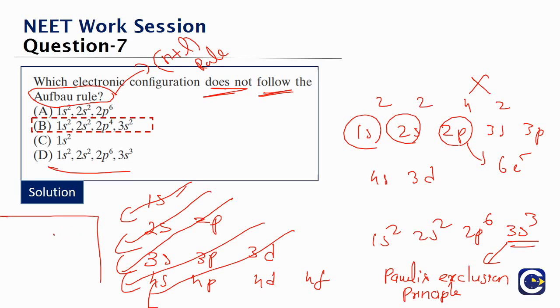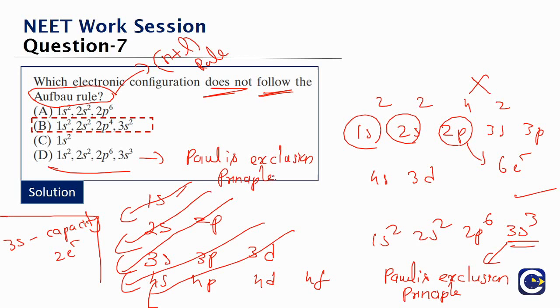So here the 3s subshell will only have one orbital, means the capacity of electrons is what? 3s will have a capacity of 2 electrons. What is the capacity of 3s? It is 2 electrons. But here, we are filling how many electrons into 3s? We are filling 3 electrons. So this is not disobeying the Aufbau rule. This is in fact disobeying Pauli's exclusion principle, because it is disobeying the limit that is kept.